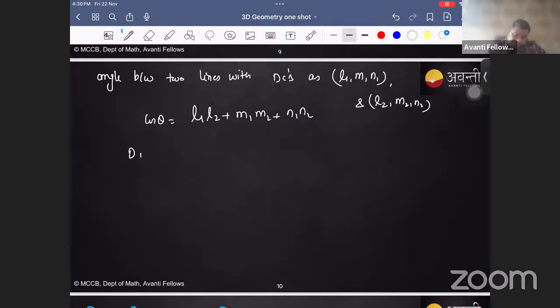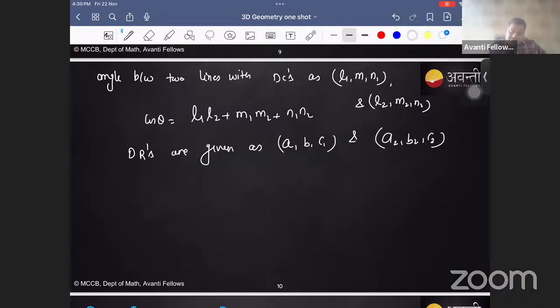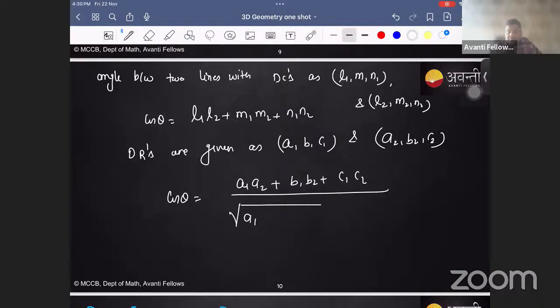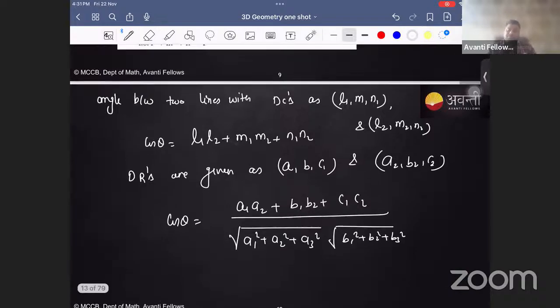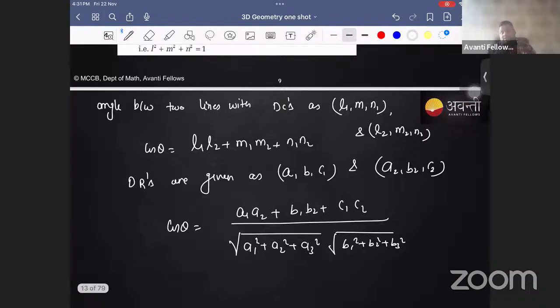Now, if direction ratios are given as A1, B1, C1 and A2, B2, C2, what will be the angle between them? It is A1 A2 plus B1 B2 plus C1 C2 upon under root of A1 square plus B1 square plus C1 square into under root of A2 square plus B2 square plus C2 square. Got it? Simply like we do the angle between two vectors.